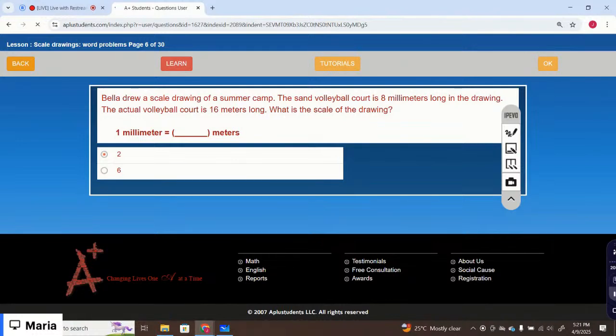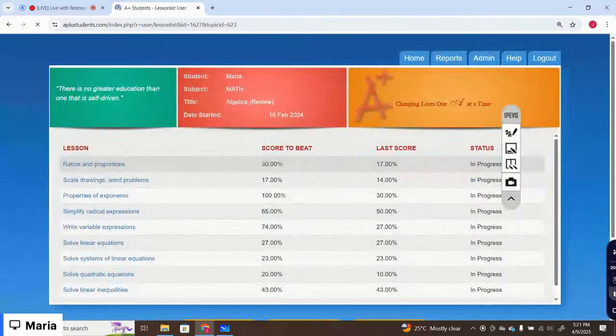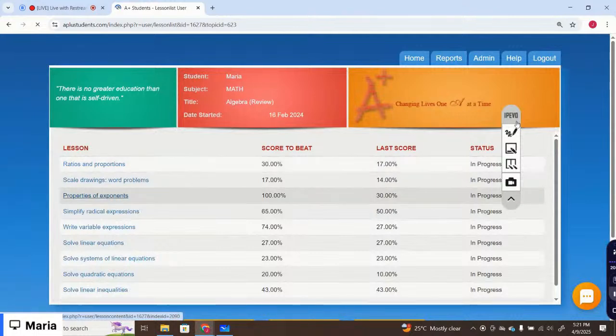Okay, you can do the rest by yourself later today. Let me just move on to the next lesson. Properties of exponents.